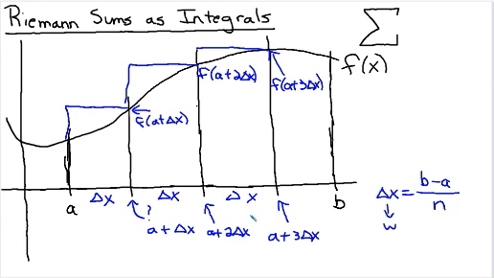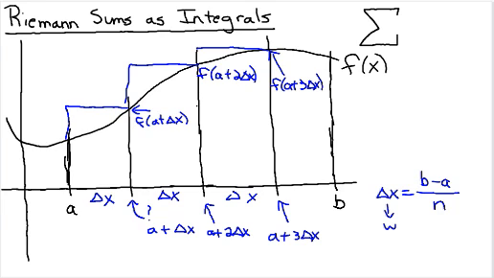And I really think that's a key to understanding how these Riemann sums are set up, because from that point on, it's just length times width. The length is the function value. The width is always delta x.